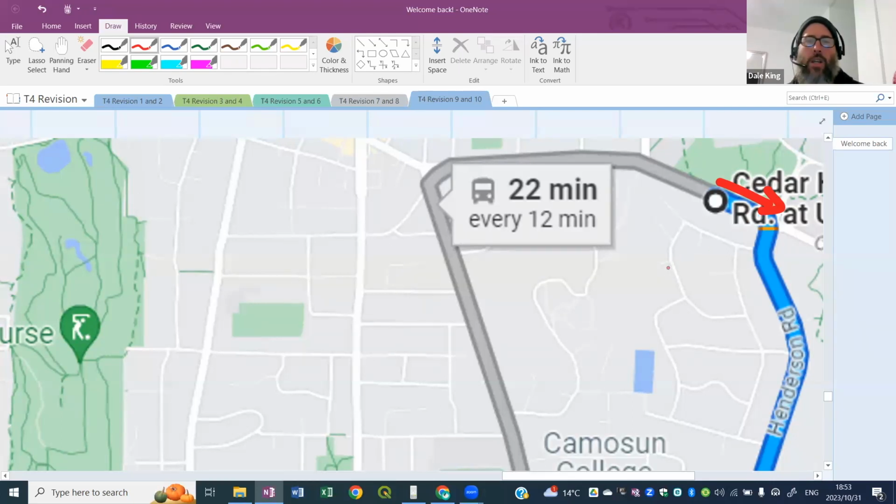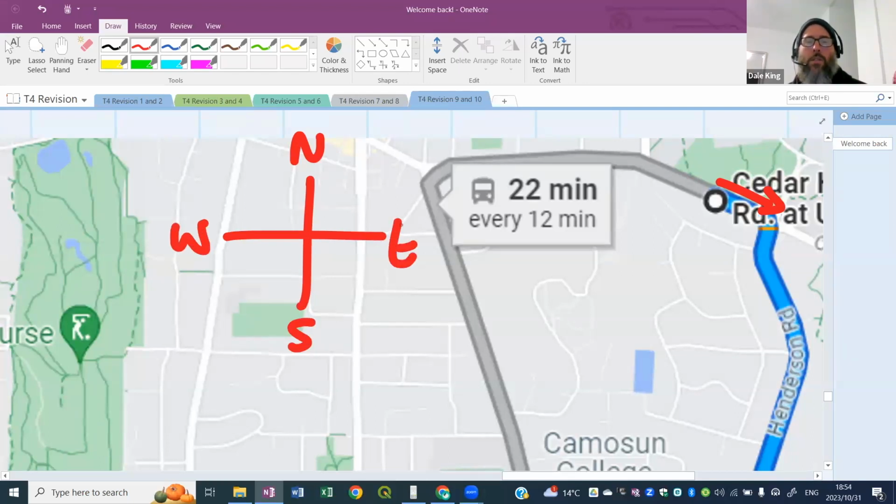Can anybody type in chat? In which general direction is the person going if they're going on that part of the route there? What direction is that? Remember, general direction, you've got to use north, south, west, or east. So which direction is this one here? Which direction are you heading? Anyone want to take a guess? You can type in chat. Oh, it's crickets.